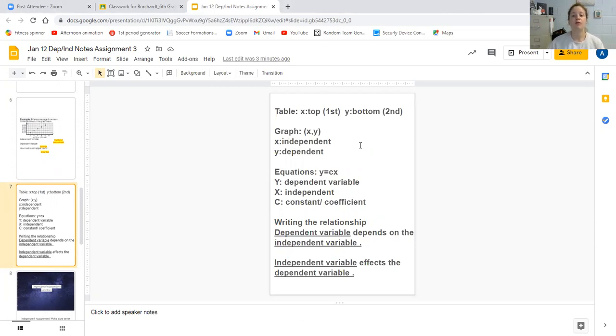Okay? When we're talking about equations, our y is still our dependent variable, our x is still our independent variable, but then we're going to throw in a constant and a coefficient every once in a while. Okay? And then writing the relationship, remember, if we use our dependent variable first, we have to use the verb depends. And if we use our independent variable first, we have to use the word affects. Okay? So those are just some points that we hit throughout this lesson.